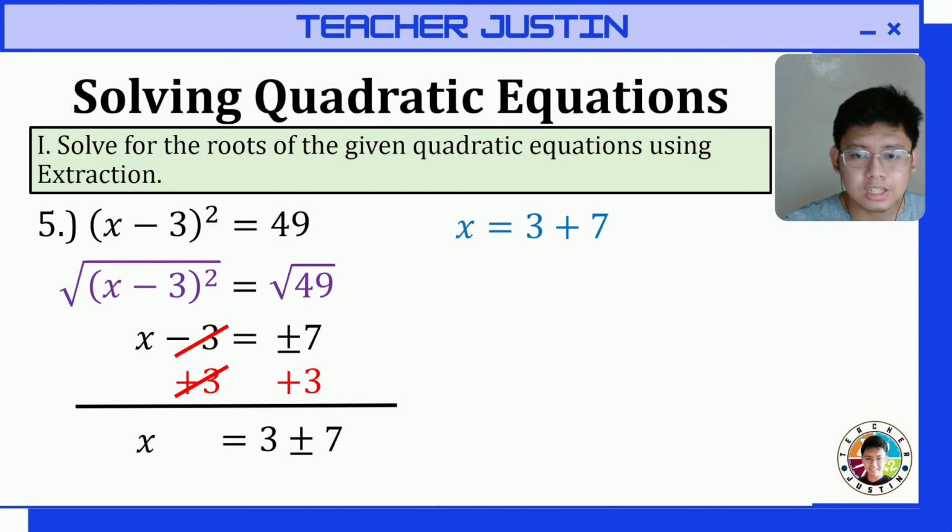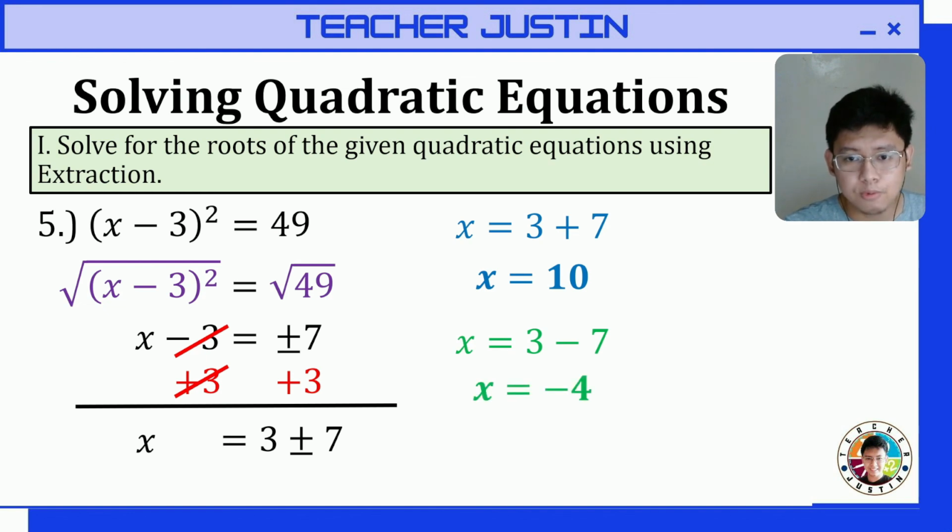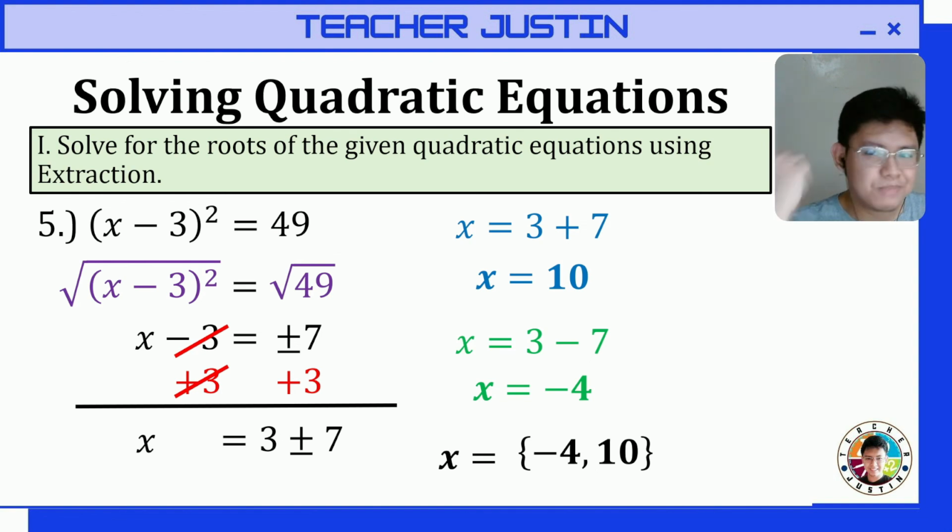So, let's add first 3 and 7. So, the value of x, if we add 3 and 7, that will give us 10. Ayan. Then, ang next naman is let's subtract 3 and 7. 3 minus 7. So, ang sagot naman, pag nag-subtract tayo, 3 minus 7, that will give us negative 4. So, dalawang value of x yung makukuha natin. Isang positive 10 at isang negative 4. So, the value of x will be negative 4 and 10. And that's it. Tada! Alright.